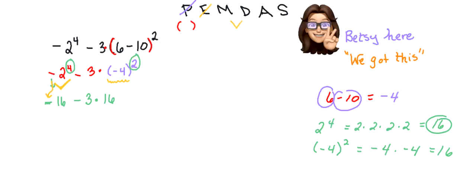And how do we do those? Who remembers? Yes, we have to go left to right. All right, so we're gonna go all the way over to the left part of our problem and we're gonna start reading it to the right. And if we see any multiplying or dividing, we're gonna stop and do it. So I've got negative 16 minus, look what we have here. 3 times 16, 48.